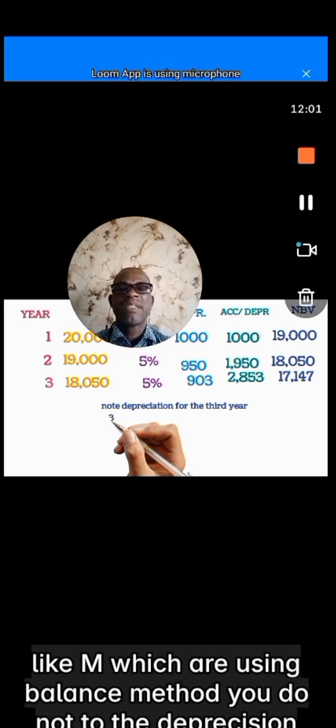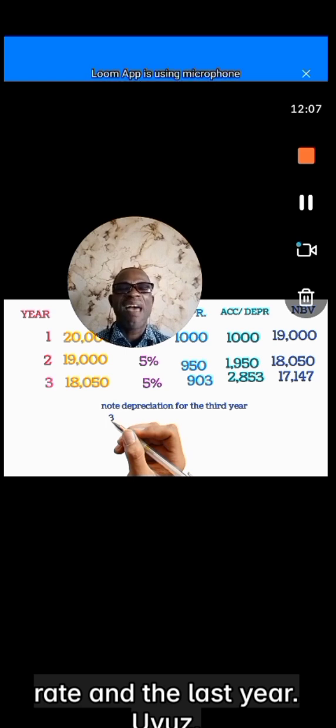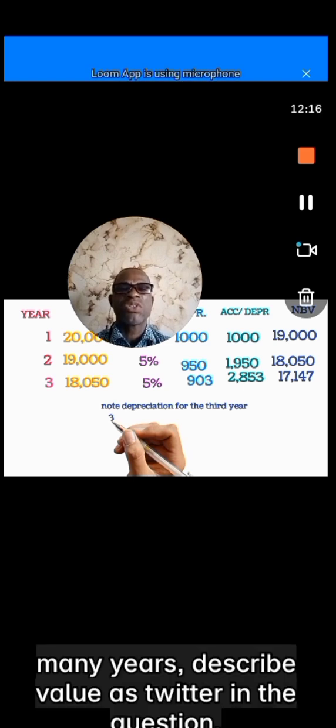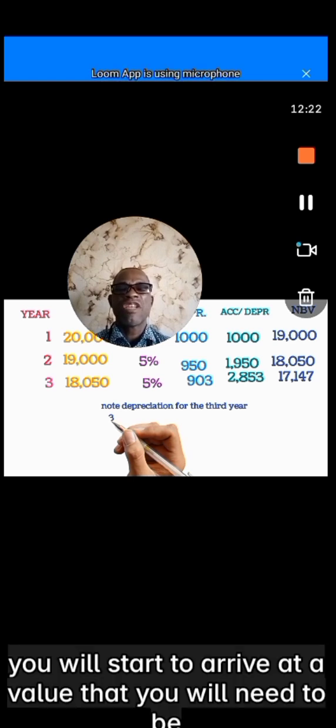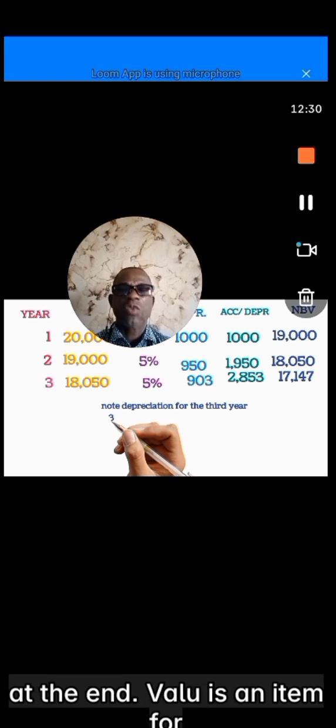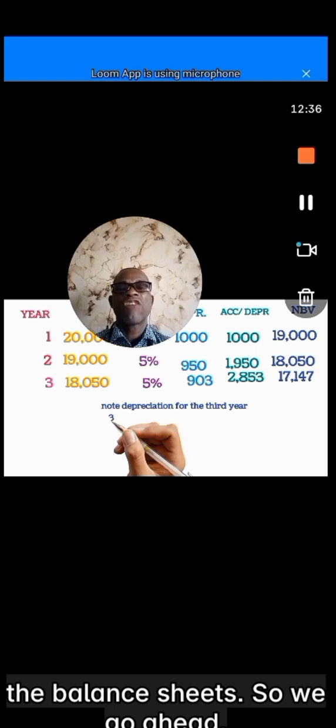Anytime you are solving anything with the reducing balance method, you do not use the depreciation rate in the last year. So you use this formula, beginning book balance of the last year minus the scrap value as stated in the question. If you use the rate, you will arrive at a value that needs to be estimated, and that will not allow your work to be balanced in the end, as the net book value is an item for the balance sheet. So we go ahead.